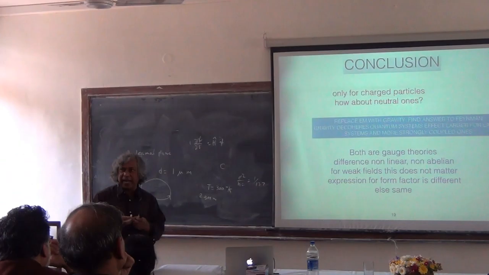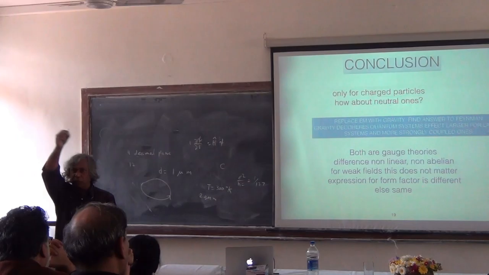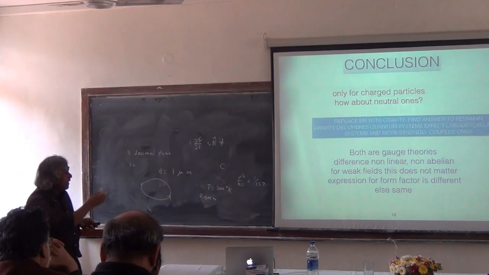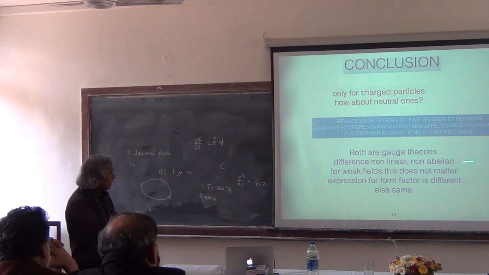Well, gravitation is universal, and everything couples to gravitation. So any mass will have to couple to the gravitational field. So if you replace electromagnetism with gravity, you find the answer to Feynman's question. Gravity decoheres quantum systems in the same way, and the effect is larger for larger systems, and more strongly coupled ones.